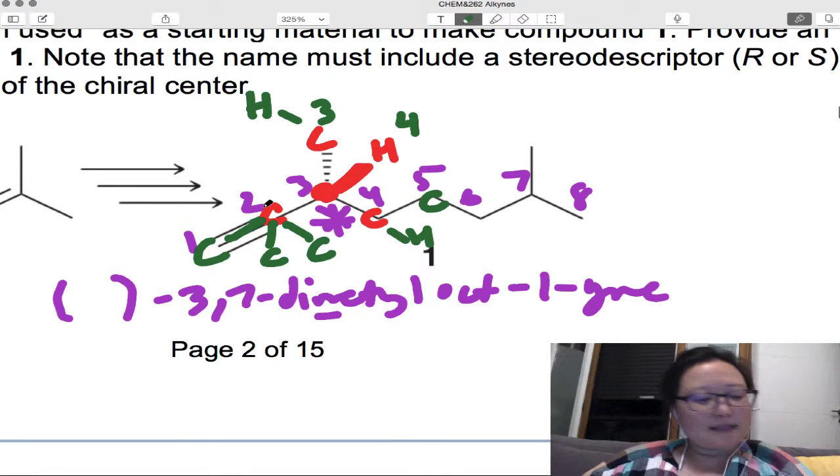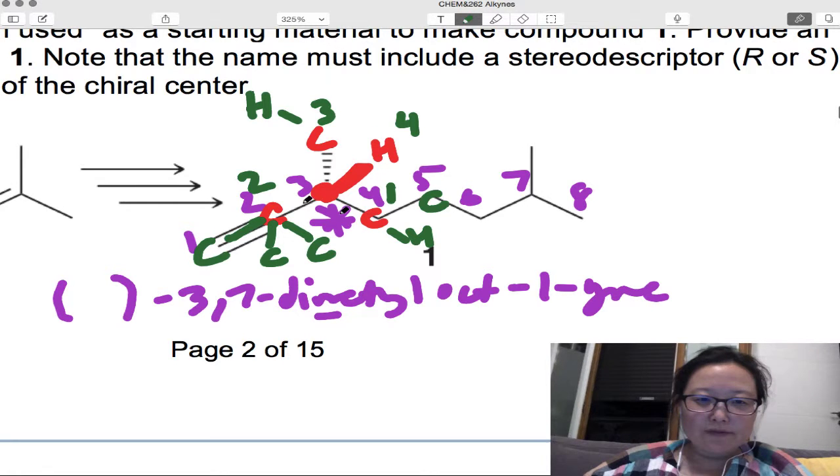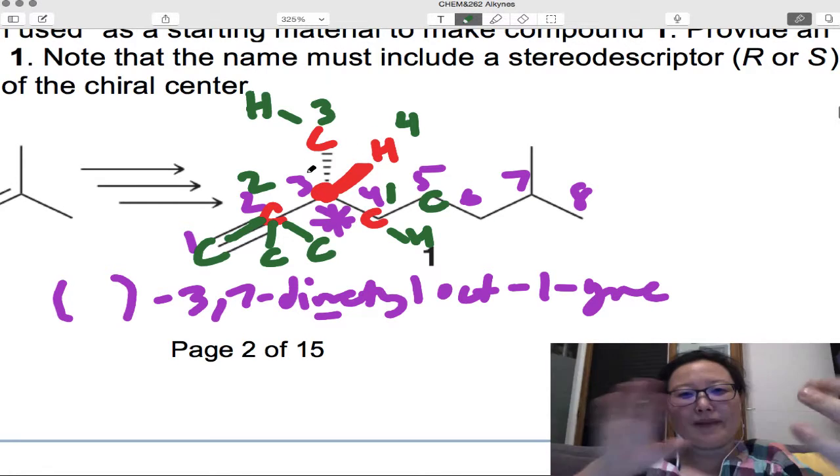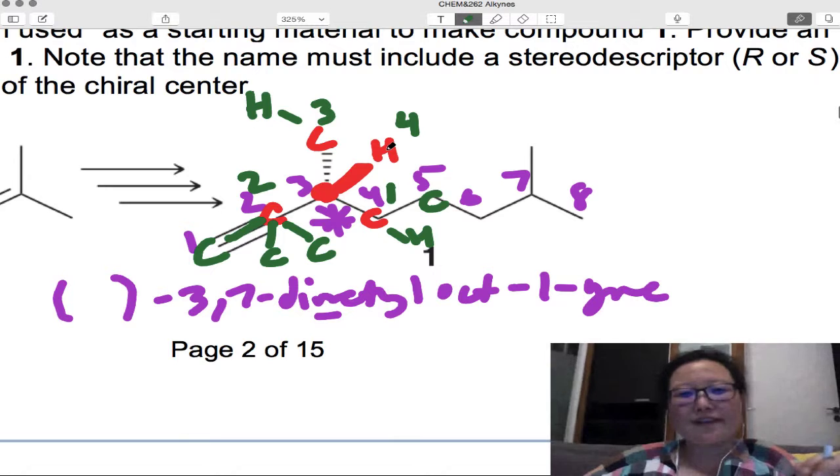So this is going to be my group 2, and this is going to be my group 1. So I have 1, 2, 3, so that's clockwise. Normally clockwise is R, but priority 4 is in the front, so that reverses my rules, R instead of S. So clockwise is R, but I had to switch the rules because I'm looking at it from behind, because the hydrogen's in the front instead of the back.